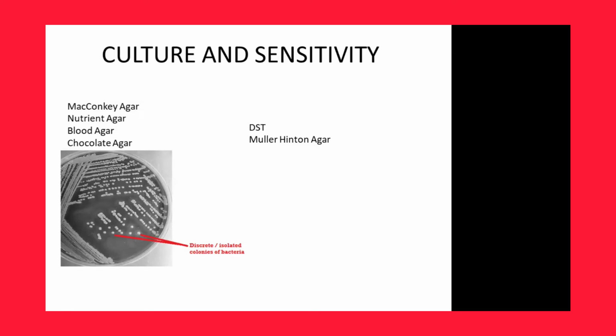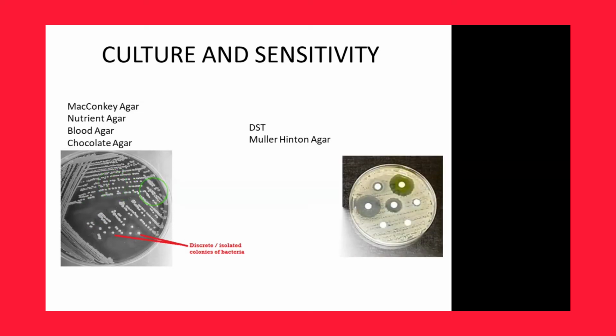MacConkey will take care of Proteus. CLED will take care of Proteus spreading, instead of it allowing it to cover the whole plate area. But CLED will allow other organisms to grow that would not grow on MacConkey agar, which would necessitate using 2 agars. So for economic reasons, it's better to use CLED and just inoculate using a wire loop. There are calibrated wire loops which are very, very necessary.